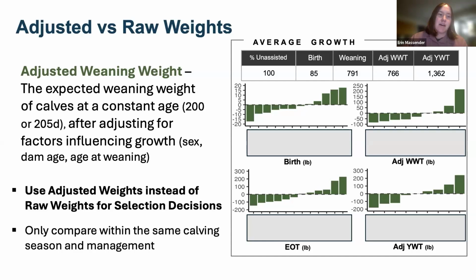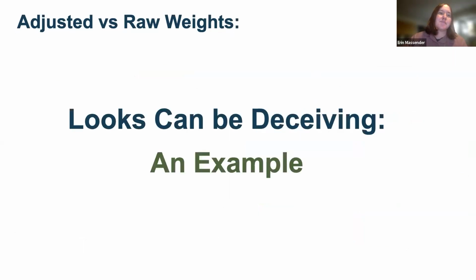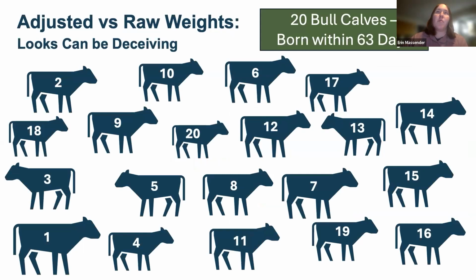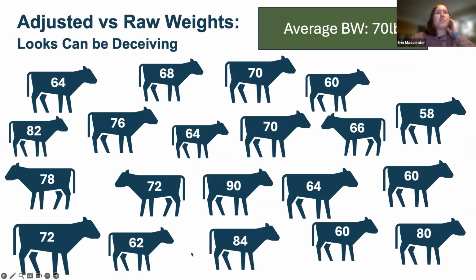To illustrate the advantage of using adjusted weights, I put together a little example in the next couple of slides. So here we have an imaginary group of 20 bull calves born within the BCRC's recommended calving interval length of 63 days and tagged from the firstborn down here in number 1 to the last born, number 20. So if we start to look at some data, maybe we look first at birth weights on our bull, the average in this group being 70 pounds.